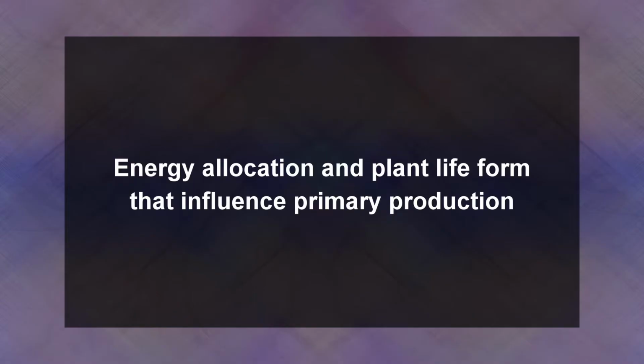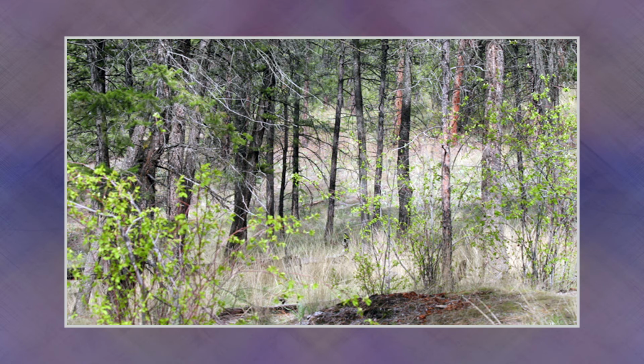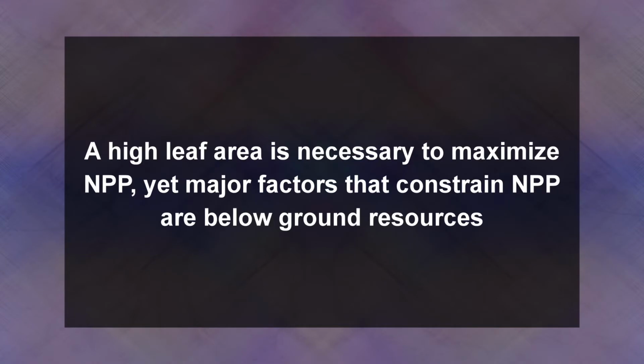Dear students, if there are factors affecting primary productivity, the converse may also be true, like energy allocation and plant life form that influence primary production. This may be the answer to your query as to why there is a pattern of decreasing net primary productivity, that is NPP, with declining precipitation. Reduced moisture conditions result in an increased allocation of carbon to roots at the expense of leaves, thus reducing leaf area and rates of net carbon gain. A high leaf area is necessary to maximize NPP, yet the major factors that constrain NPP are below-ground resources.